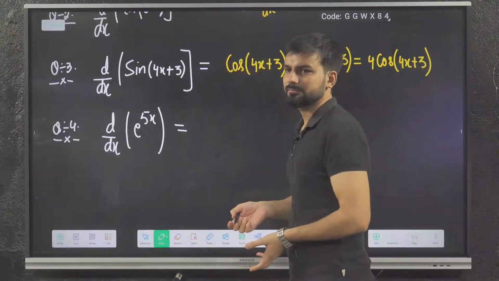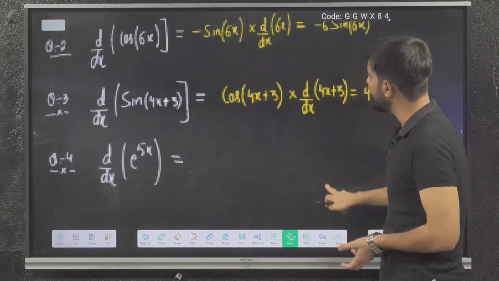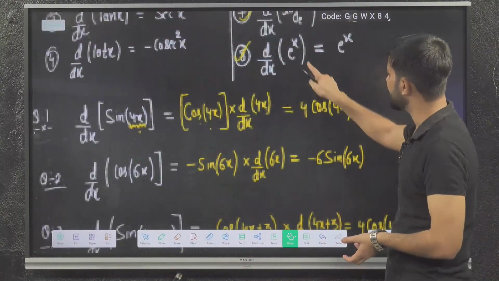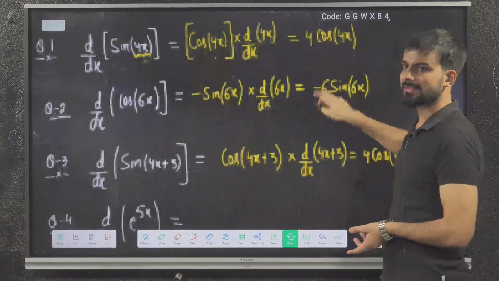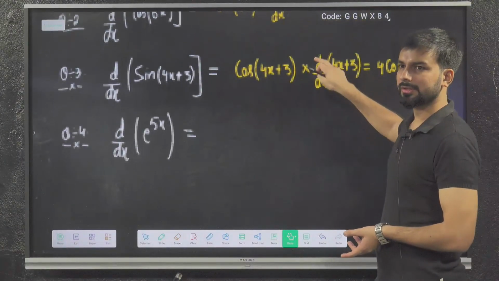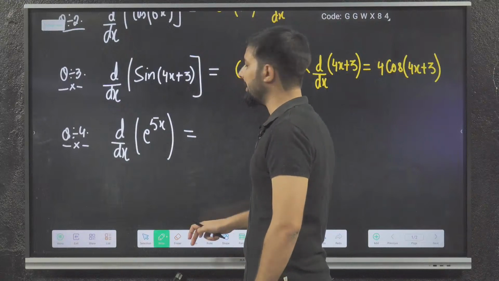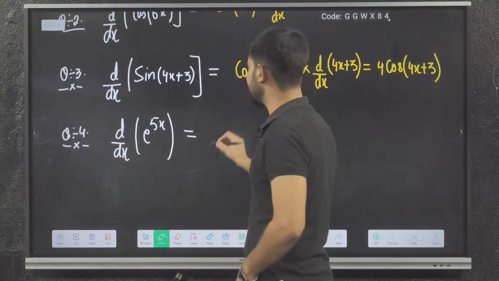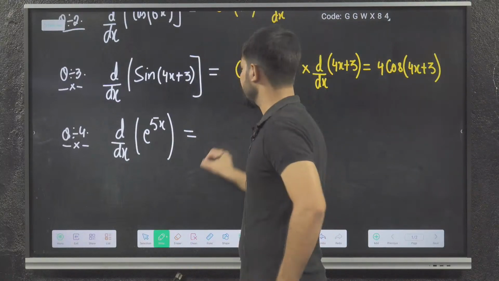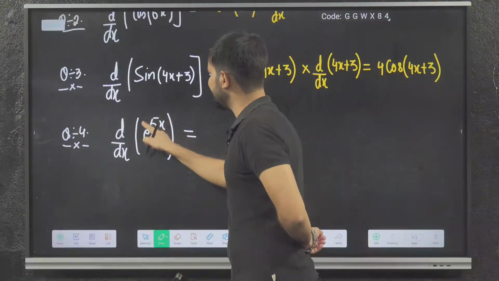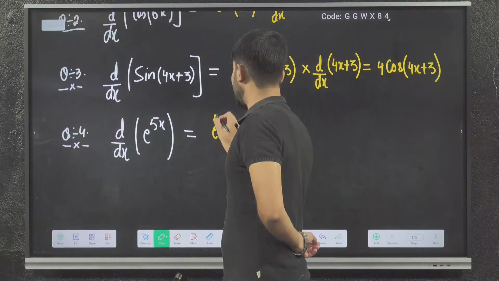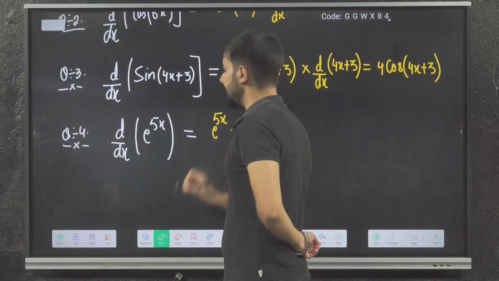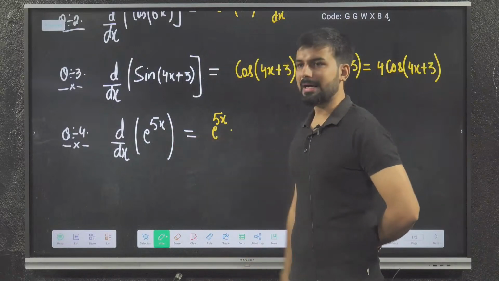Because again, if you see the standard formulas, beta, what was the power I was having? Only x, right? Only x. What is the power here now? 5. So what do I have to do? If the power is something like this, I have to do this. The first step is the same. What is the differentiation of e power 5x? E power 5x.